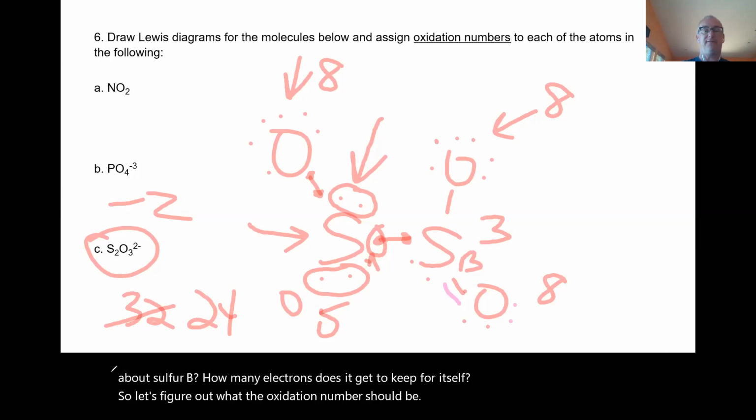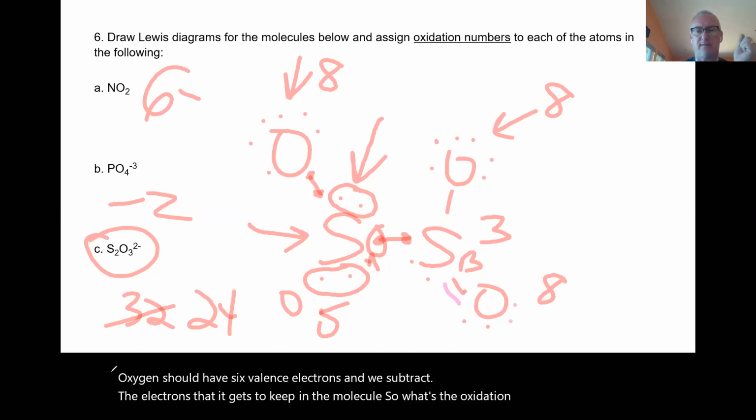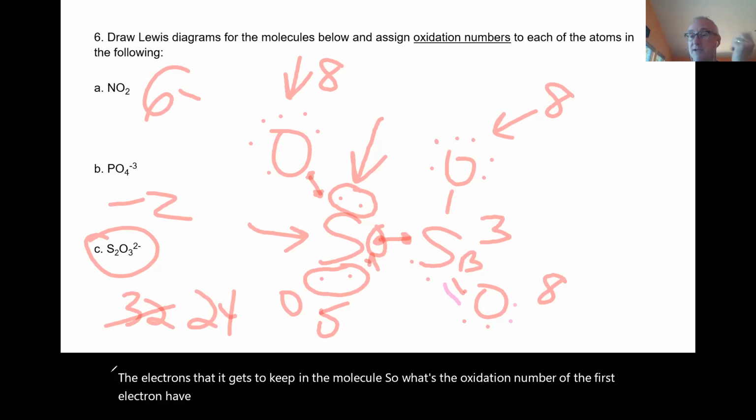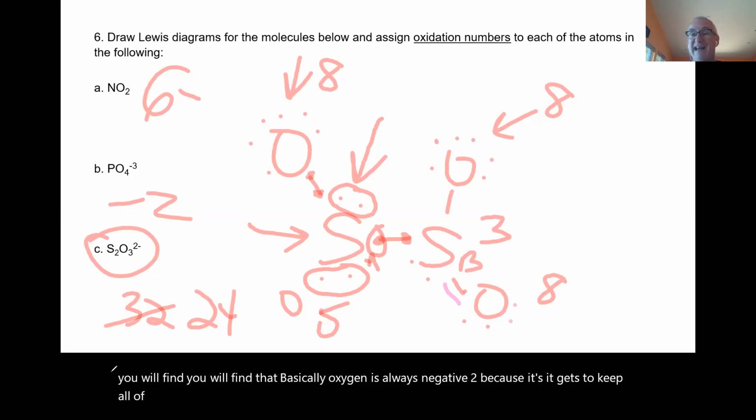So let's figure out what the oxidation numbers should be. Oxygen should have 6 valence electrons, and we subtract the electrons that it gets to keep in the molecule. So what's the oxidation number of the first oxygen? Well, actually of all the oxygens, they all have 8. So -2. They're all -2. And you will find that basically oxygen is always -2 because it gets to keep all of the electrons that it's sharing with anybody except fluorine or itself.